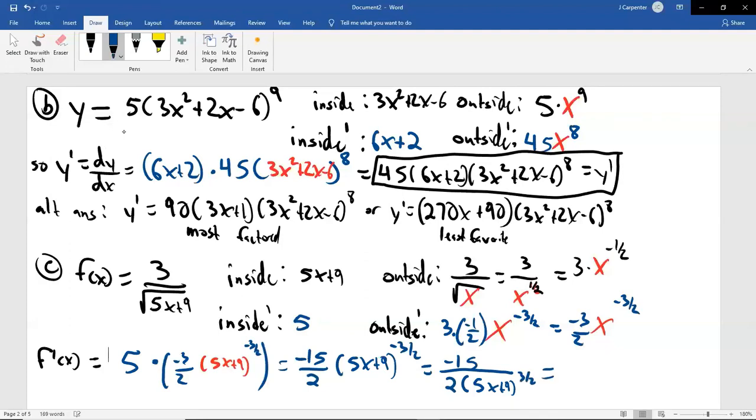And then we want to switch to the radical notation, which gives us negative 15 over 2. The bottom of that exponent's a 2, so it's a square root, big old square root. The exponent's a 3, so that's the power. So inside we got a 5x plus 9 in parentheses raised to the 3rd. This is our derivative, and that's all we can do with it.